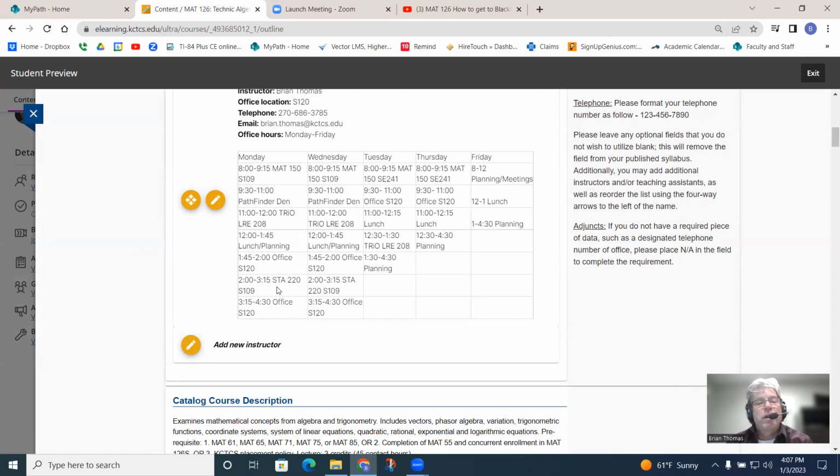In the afternoons on Monday and Wednesday, I have a statistics class from 2 to 3:15. But after 3:15, I have office hours here on campus on Mondays and Wednesdays from 3:15 to 4:30. Tuesdays and Thursdays are very similar. I have a pretty wide open schedule, mostly in the afternoon, 1:30 to 4:30, available for tutoring if you need it or any kind of assistance. Fridays, my schedule is pretty wide open as well. So even though this is an online class, you can meet with me rather easily.